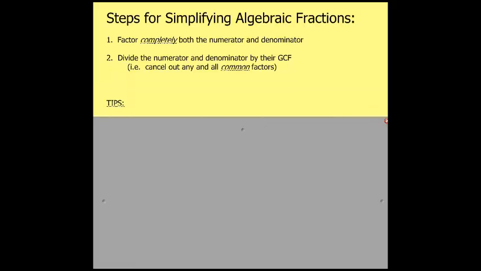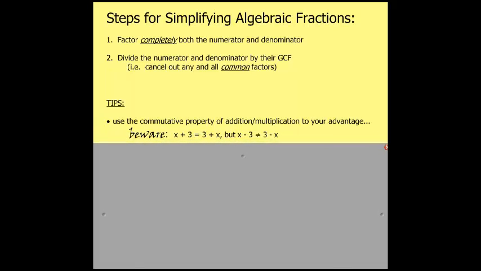Now there are some tips I'd like to add. One is you can always use the commutative property of addition or multiplication to your advantage, but beware, you cannot use the commutative property for subtraction or obviously for division. And we'll see how that works in a little bit.